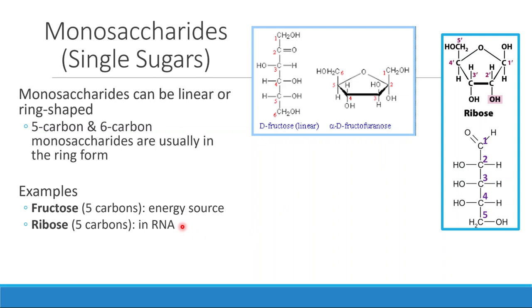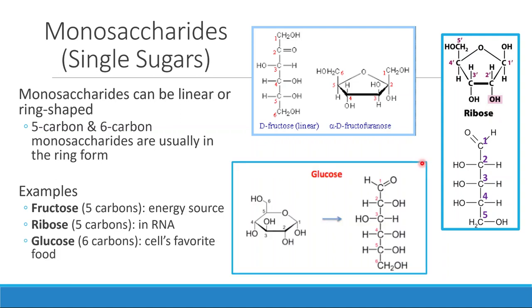Deoxyribose, which is in DNA, is actually the same as ribose sugar. We just take away an oxygen. So deoxyribose and ribose sugar in your nucleic acids, these are our 5 carbon monosaccharides.